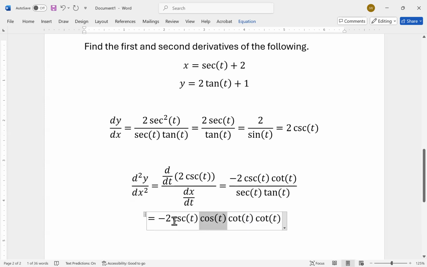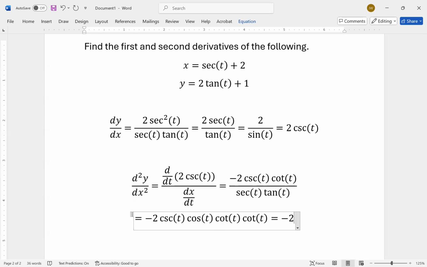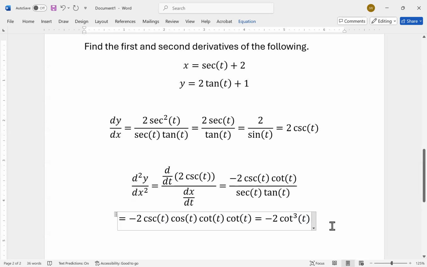By the way, cosecant is 1 over sine. So we get cosine over sine, which is cotangent, times cotangent times cotangent. So this second derivative is actually negative 2 times the cotangent to the third power of t. So that's my first and second derivative.